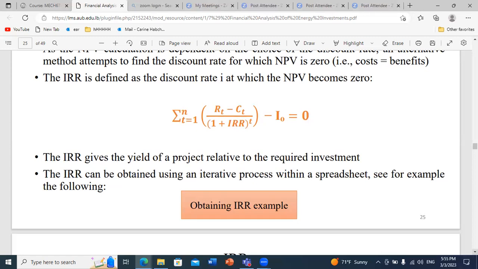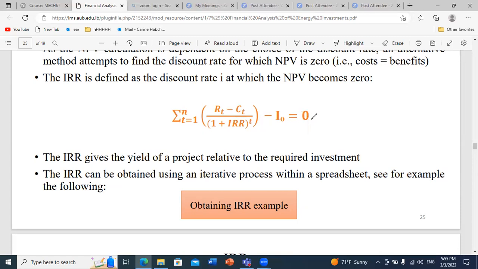Okay. Doctor, what is the difference between the IRR and the discount rate? Okay. The discount rate is the actual rate that you have in your project. And for this rate, you can calculate the net present value for any year. However, the IRR is the value of the discount rate that will give you a net present value equal to 0. This is the difference.